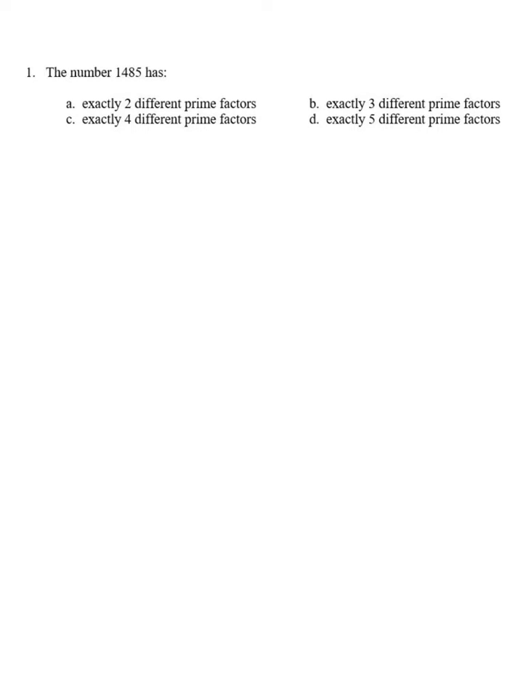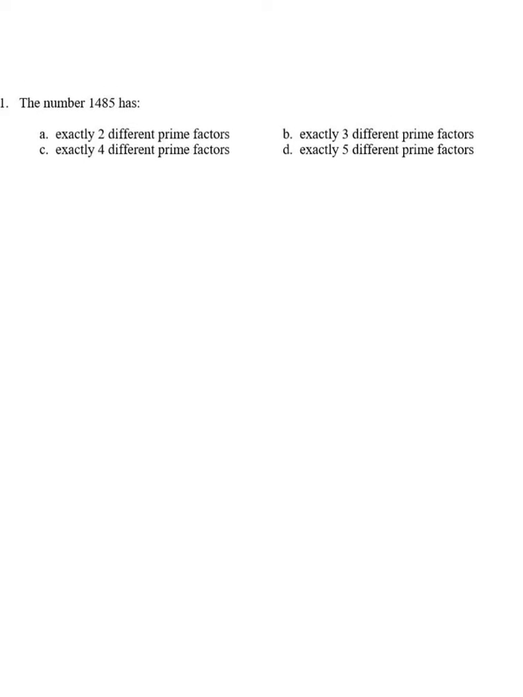So, to determine the number of prime factors for any composite number, we need to break that number apart into its prime factorization. So, we need to take 1,485, and we are going to make a factor tree. There's a number of different ways that we can break this apart, but you can see that it ends in 5, and so as we take 1,485 and we divide it by 5, we're going to get 297.